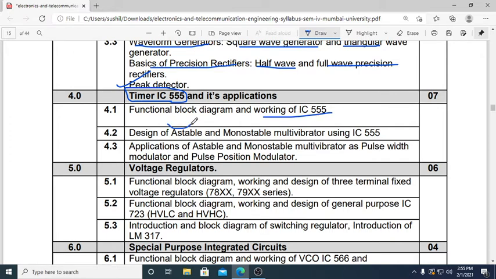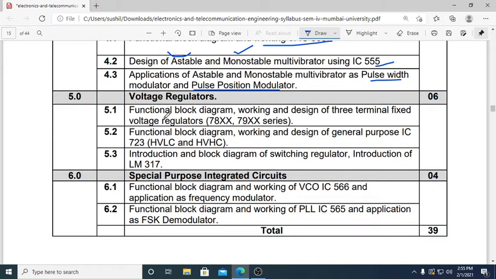Then the design of astable and monostable multivibrator using 555. Then the application of astable and monostable as pulse width modulator and pulse position modulator. Then in the voltage regulator we have to see the block diagram of the voltage regulator, that is the 3 terminal fixed voltage regulator, the 78xx series and 79xx series. This is the positive voltage regulator and this is the negative voltage regulator series.